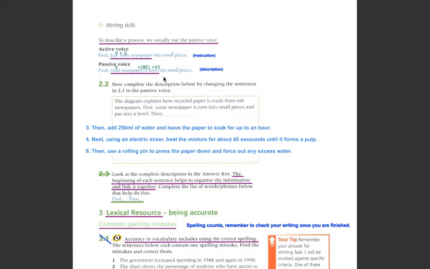So let's try and turn some of these instructions from the list that we just looked at into descriptions using the passive. So let's have a look at this one, sentence number 3. I want you to try and turn this into a passive sentence. So we can start with the word then. Have a look at it and please type in the chat box, what would we use to turn this sentence into a passive?